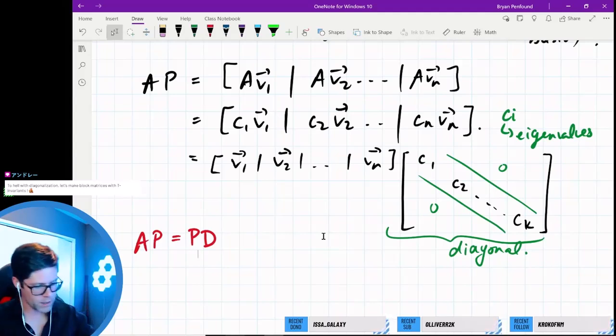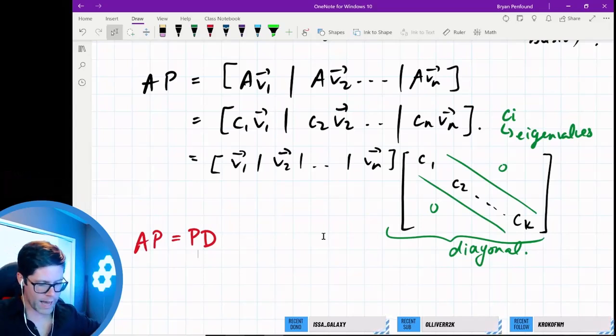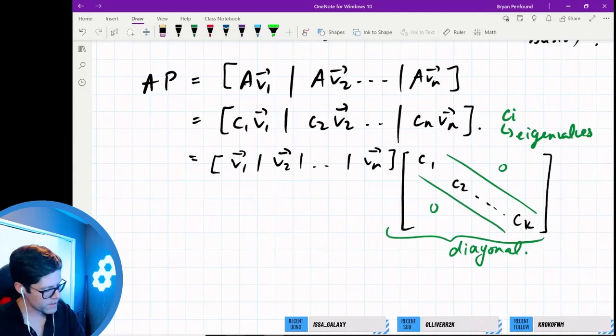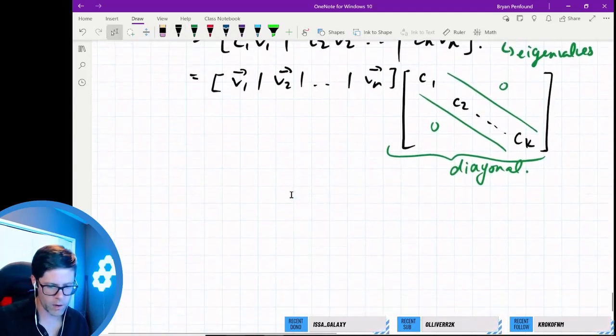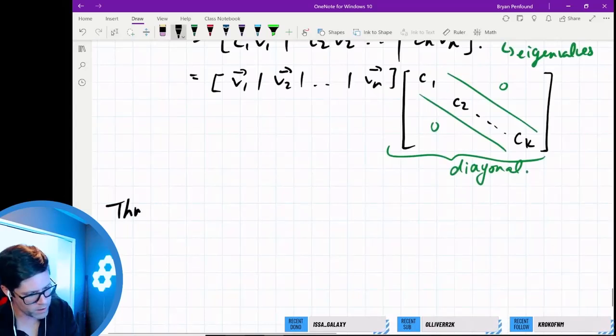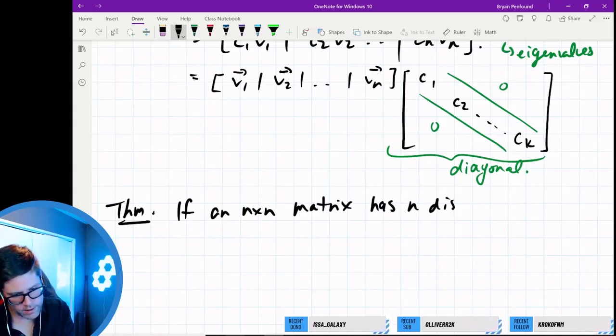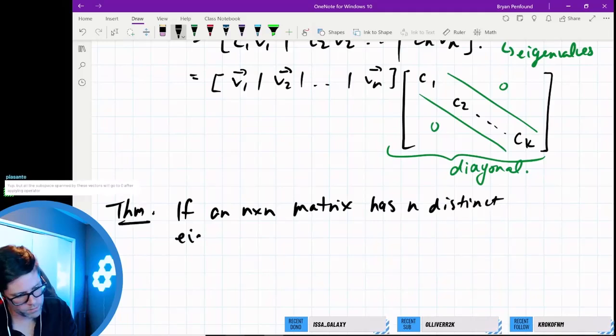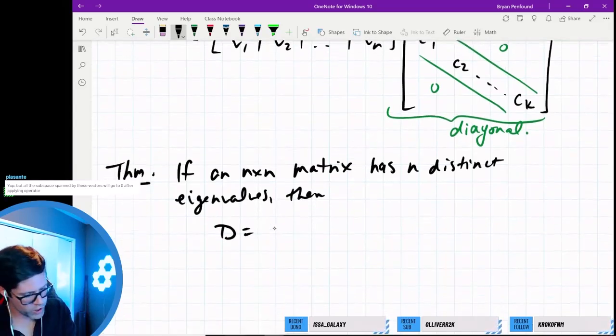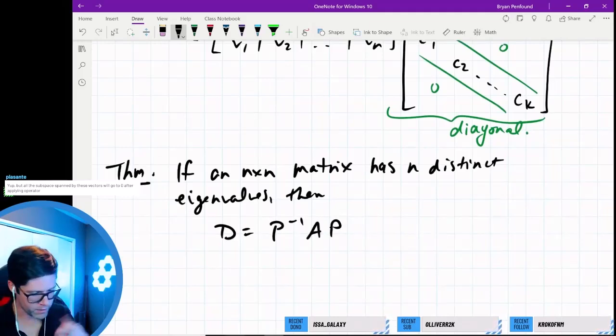All right, so we have kind of the following, and of course we can rearrange this to get a diagonal matrix in terms of matrix A. So that's going to be the theorem that we pop out here after doing a little bit of legwork with regards to our eigenspaces. So this is the big one. That is, if an n by n matrix has n distinct eigenvalues, then we know that we have the following relationship where D is equal to P inverse A P, or vice versa. We could write it as P D P inverse is equal to A.